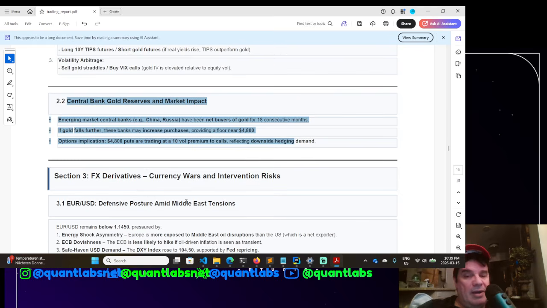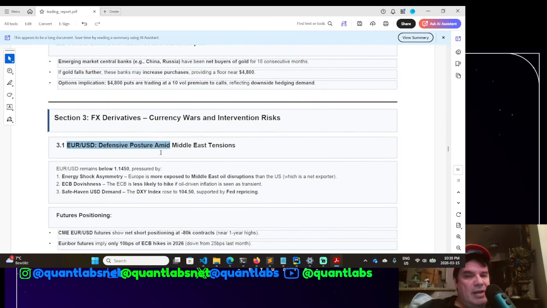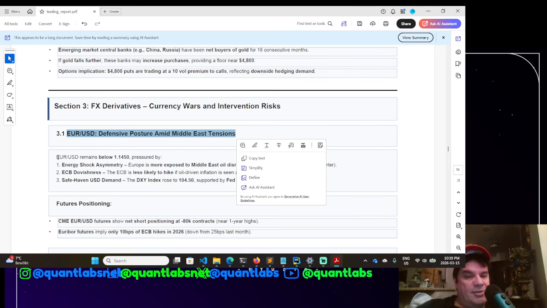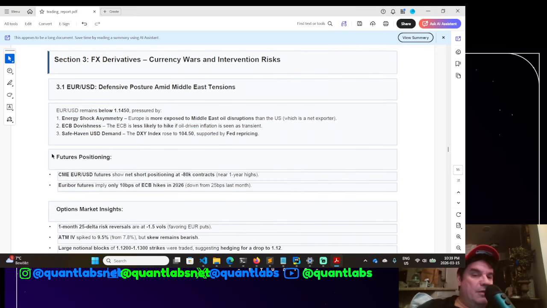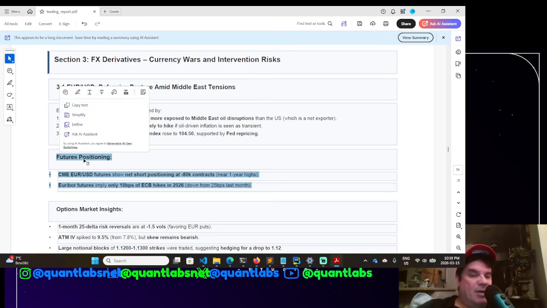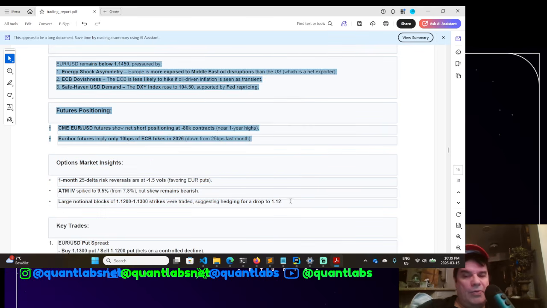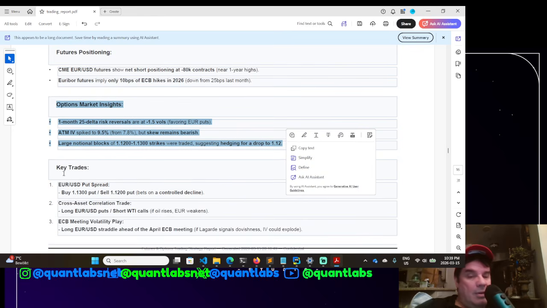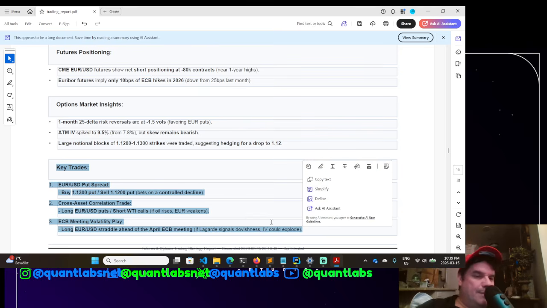Then we get into Forex, the currency wars and intervention. So this is one of the spots that was chosen, the euro, US dollar, and here's the drivers right here. And then, of course, it will tell you the futures positioning, how to trade it. Hopefully, these are going to be built into the bots. And if I was to go into the options, how to trade with the options, once again, this is amazing. We can build on top of these conditions.